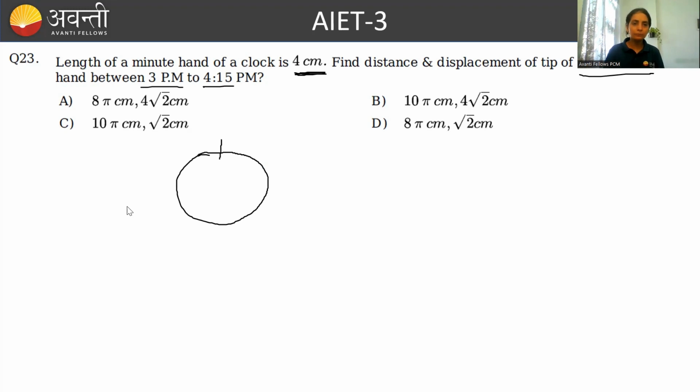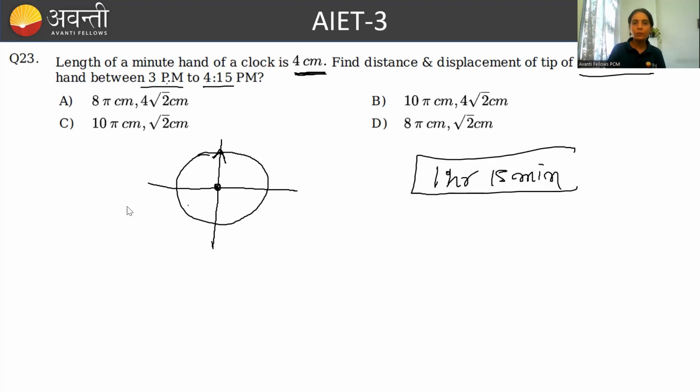So just see here, if my minute hand is here, then in 1 hour it will complete one revolution, right? So in 1 hour it is completing one revolution, and after that, how much? From 3 p.m. to 4:15 p.m. means 1 hour 15 minutes we are talking about, right? In 1 hour it will complete one rotation, that is 2 pi angle it is going through, and in 15 minutes how much more angle it will go, that we need to first see.